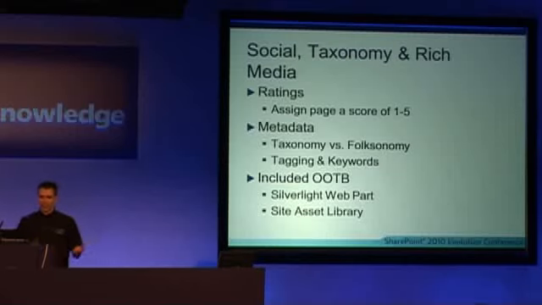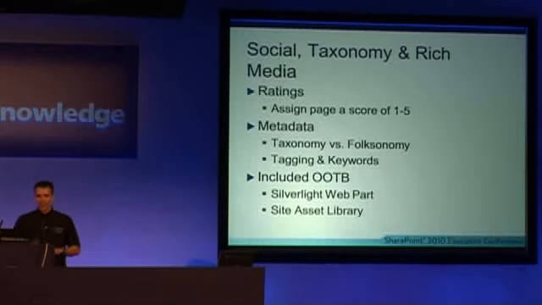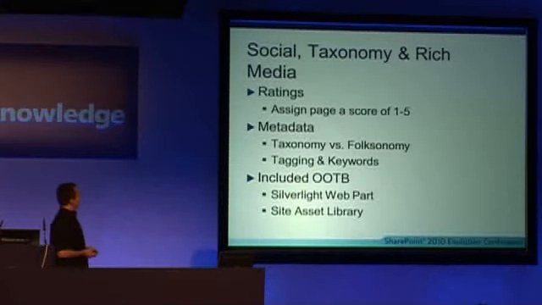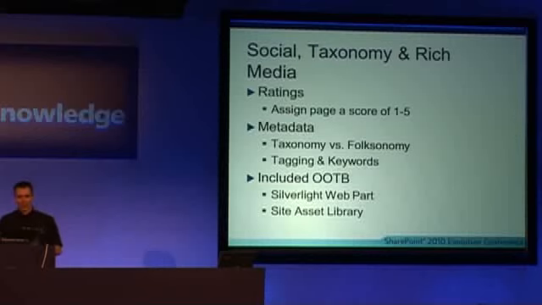Okay, so ratings, that's where you can assign the score of 1 to 5 and it gets averaged out. We've talked about taxonomy and folksonomy. It's not foxonomy, which I saw written on some MVP's blog the other day, which I think is a hierarchy of foxes. Nothing to do with tagging at all. Okay, so we've talked about the Silverlight web part and the site asset library. So the site asset library is the thing that gave us the gallery picker with the Ajax viewer before.